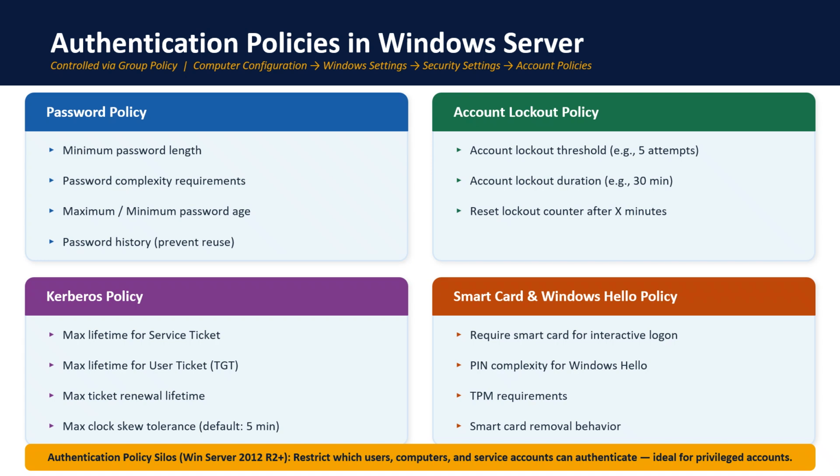Account lockout policy controls the account lockout threshold, for example 5 failed attempts, account lockout duration, for example 30 minutes, and reset lockout counter after X minutes. Kerberos policy controls maximum lifetime for service tickets, maximum lifetime for user tickets or TGT, maximum ticket renewal lifetime, and maximum clock skew tolerance. The default is 5 minutes.